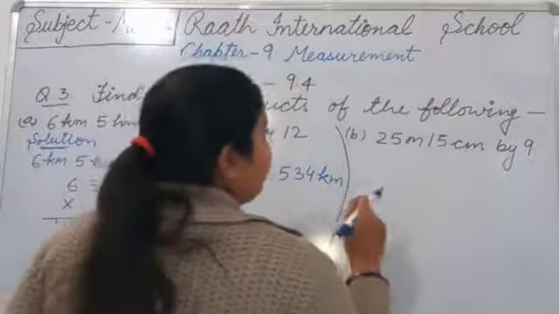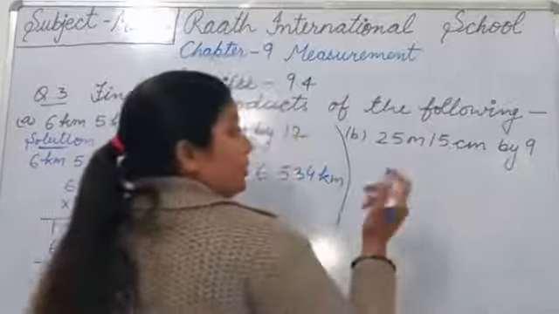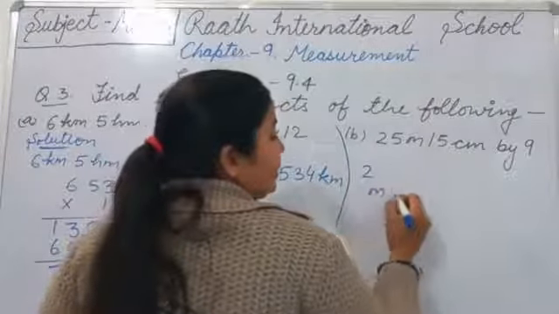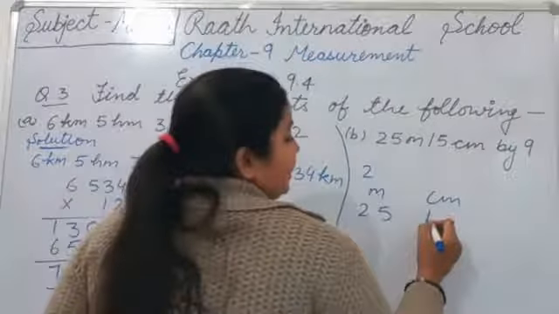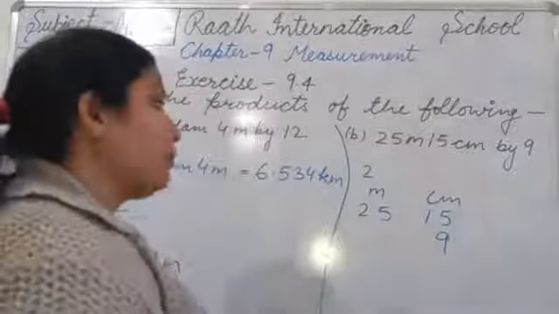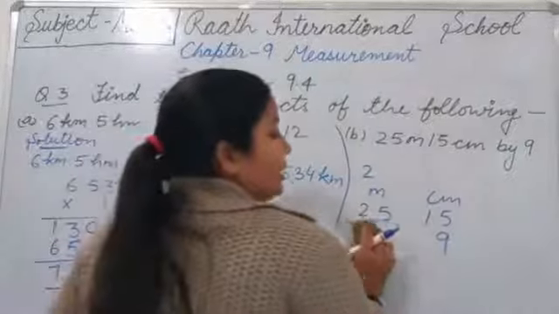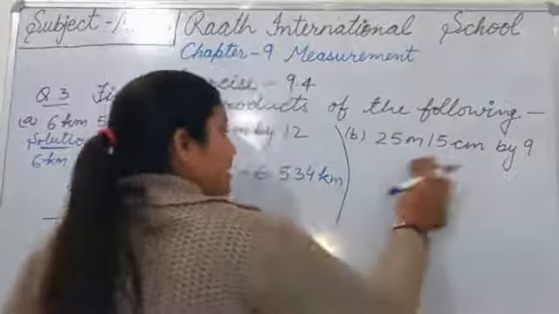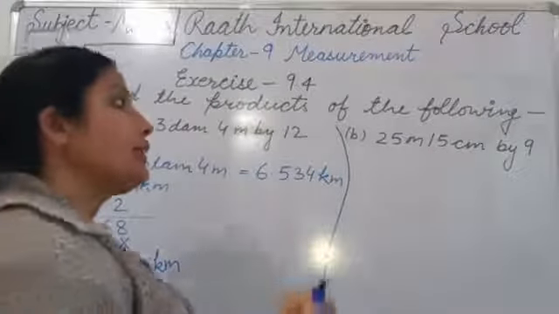Now in B part what do we have? 25 meter 15 centimeter by 9. So again firstly we write in the decimal form. You can also write it as meter and centimeter, with 25 meter 15 centimeter by 9. Like this also you can do, and in the decimal form also you can do. If you want to do it in columns, you can do that. And if you want to do it in the decimal form, you can do that too. I am doing it here in the decimal form.